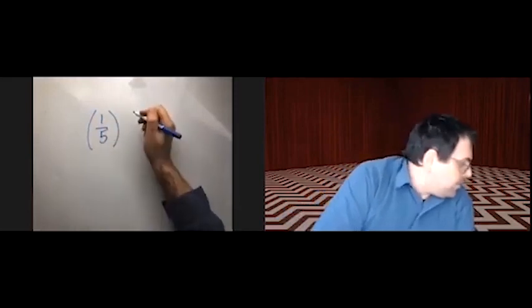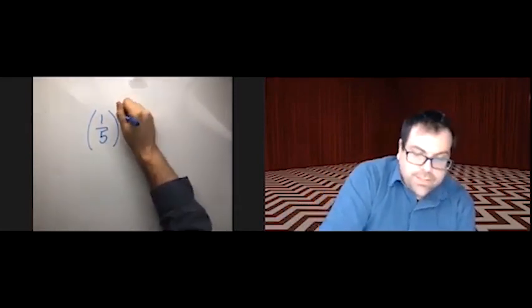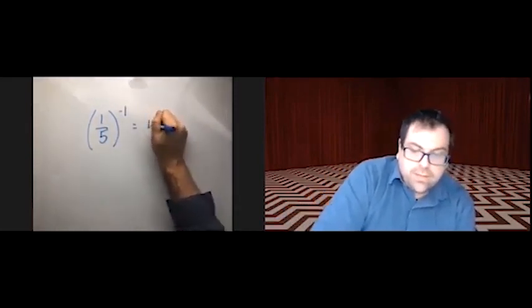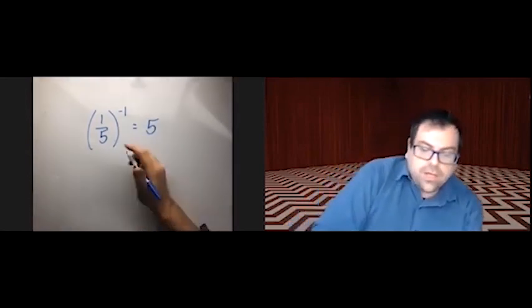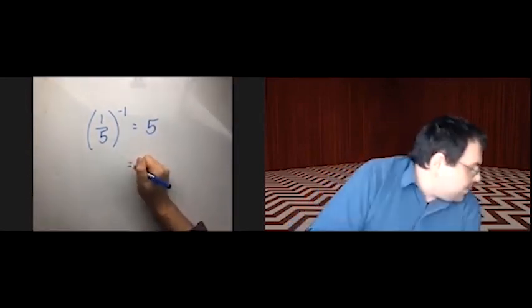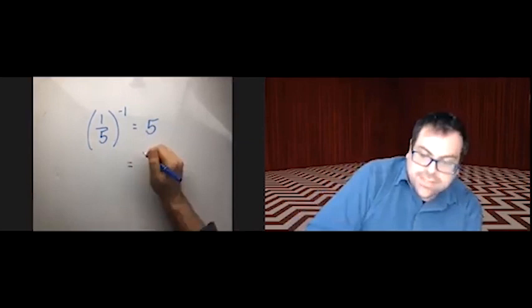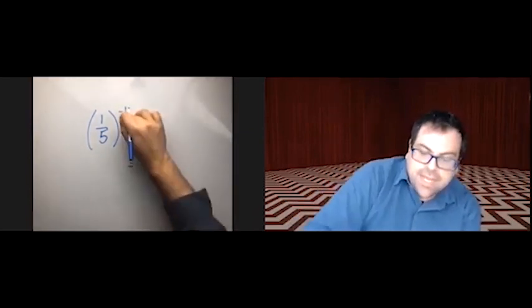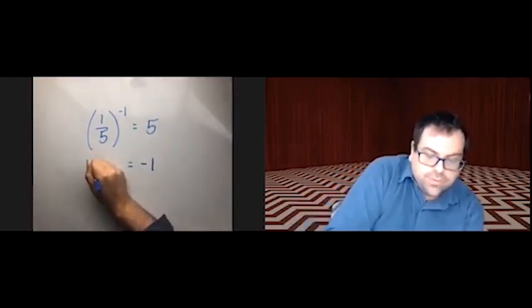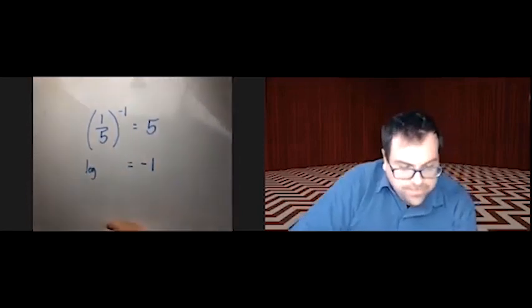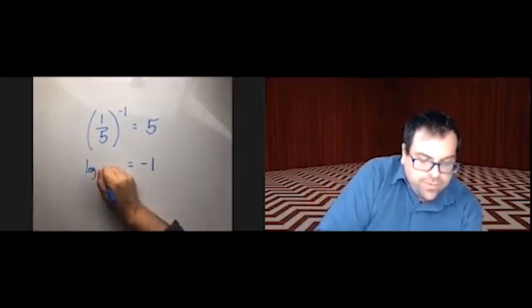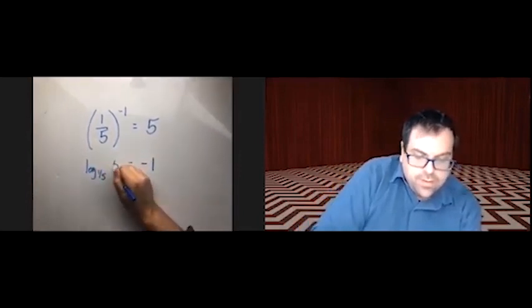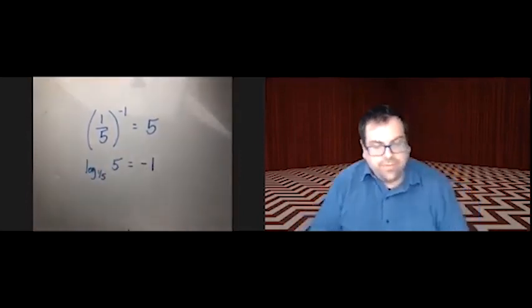One-fifth to the negative 1 equals 5. A logarithm is an exponent. The exponent's negative 1, so the log is equal to negative 1. What's the base on the log? The base is 1/5. Argument would be 5.